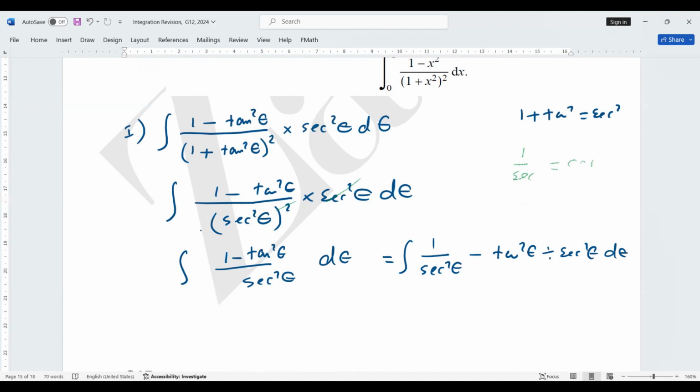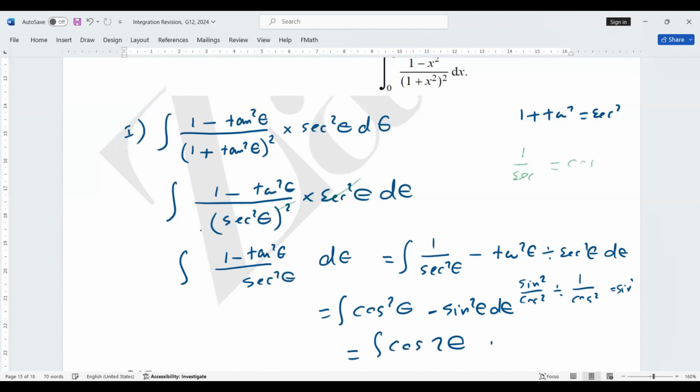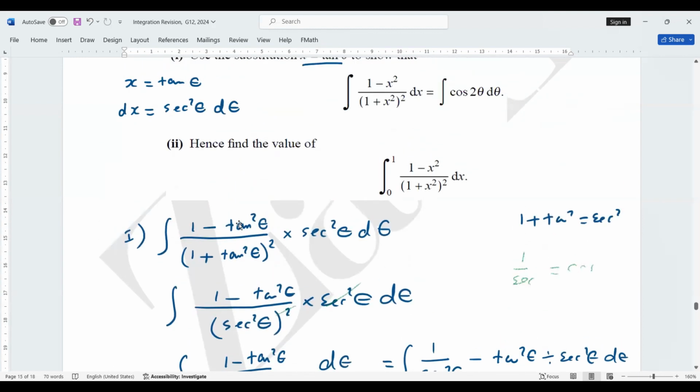1 over sec squared is cosine squared. Cosine squared theta minus tan squared, where tan is sine over cosine, so it is sine squared over cosine squared, divided by sec squared, which is the inverse of cosine squared. When you flip it, it becomes sine squared theta d theta. And cosine squared minus sine squared is cosine 2 theta. So it is cosine 2 theta d theta. That's it. Now we need to integrate this.